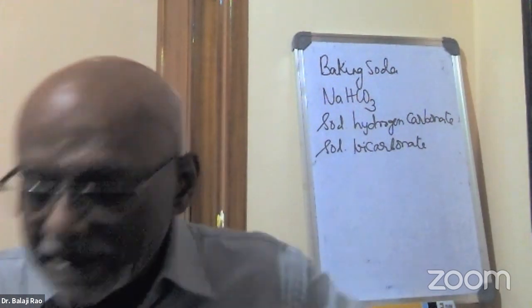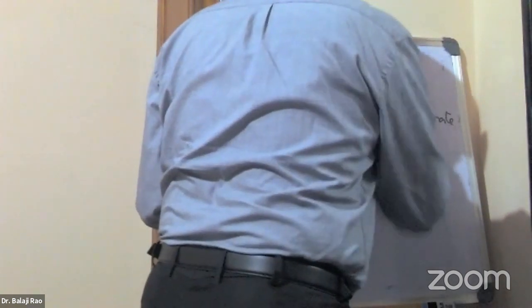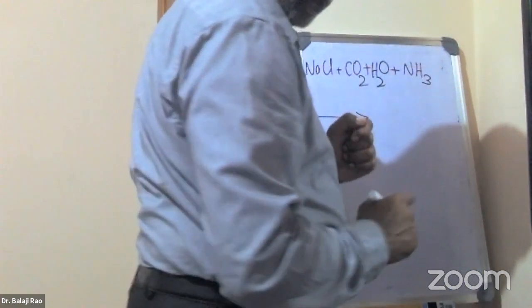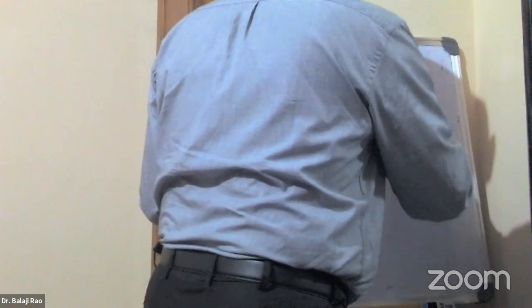Let us see how the reaction takes place. We start with sodium chloride solution. Into sodium chloride, we pass carbon dioxide, and this is treated with, of course, a solution, plus ammonia gas is passed. When this happens, we get two substances, ammonium chloride and sodium bicarbonate.